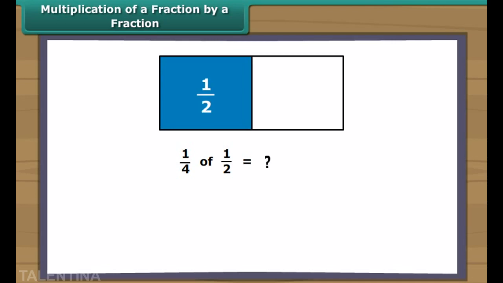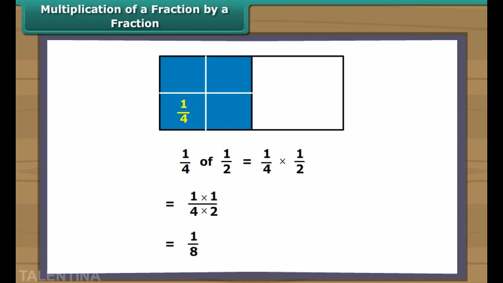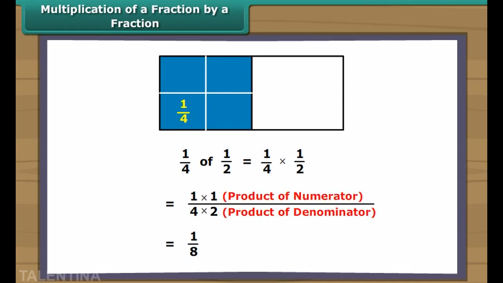Multiplication of a fraction by a fraction. Let us now learn how to find the product of two fractions, like 1/4 of a half. The shaded portion in the figure represents half of the whole part. Taking out this part and dividing it into 4 equal parts, we get a figure in which each part represents 1/4 of a half. 1/4 of a half means 1 upon 4 multiplied by 1 upon 2. This is equal to 1/8. We multiply two fractions as product of numerators upon product of denominators.